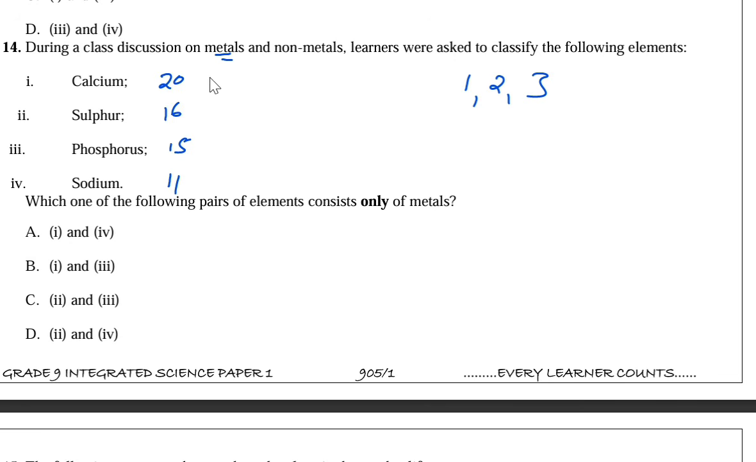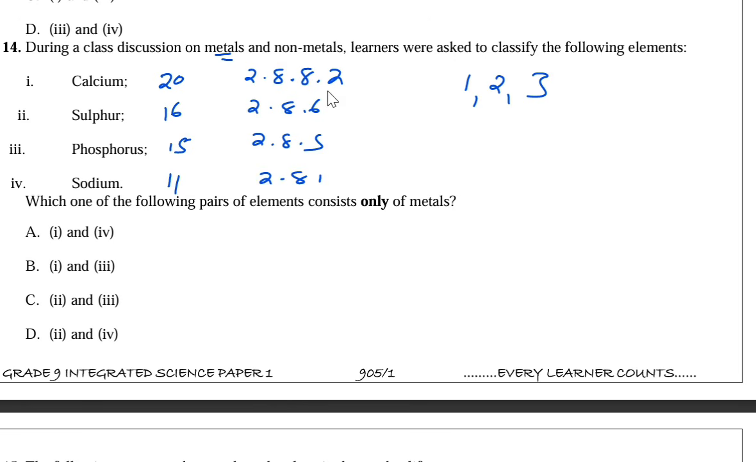So for calcium, we have 2, then 8, then 8, and then 2. If you add this, 2 plus 8, 10, 10 plus 8, 18, plus 2, 20. For sulfur, it is 2, 8, and 6. For phosphorus it is 2, 8, 5. Sodium is 2, 8, 1.